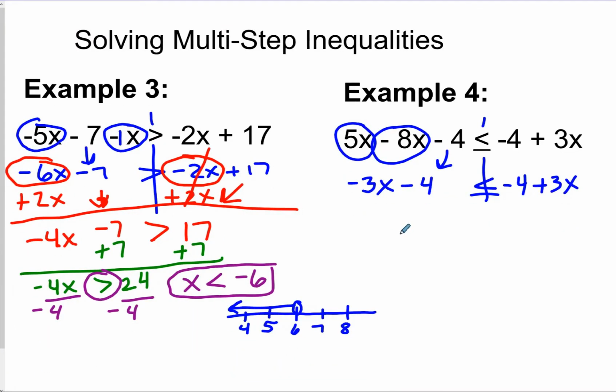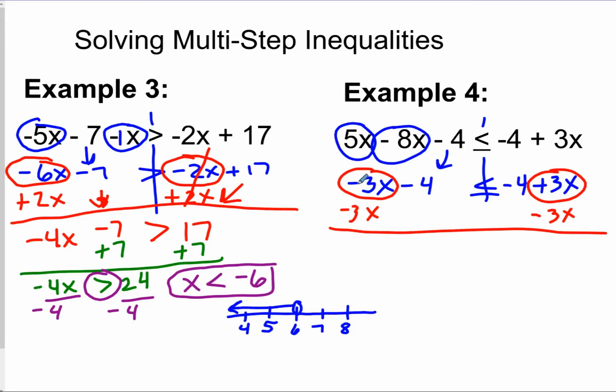Our next step is to see if we have like terms on both sides of the inequality. We do, with a negative 3x and a positive 3x. So when they're on opposite sides, we do the inverse. Same side combine, opposite sides inverse. I like to move things to the left, so I'm going to subtract 3x because that's the inverse of this positive 3x. Negative 3x minus 3x is negative 6x.